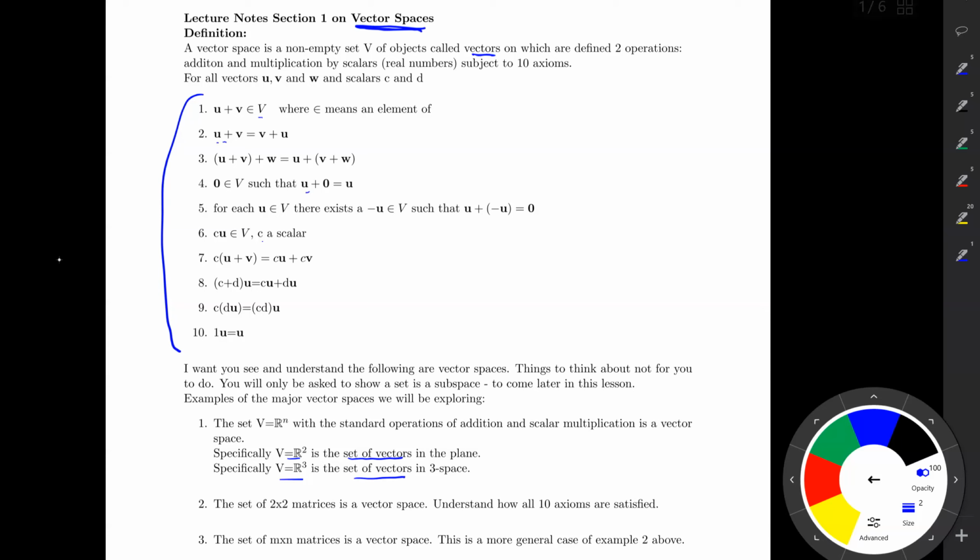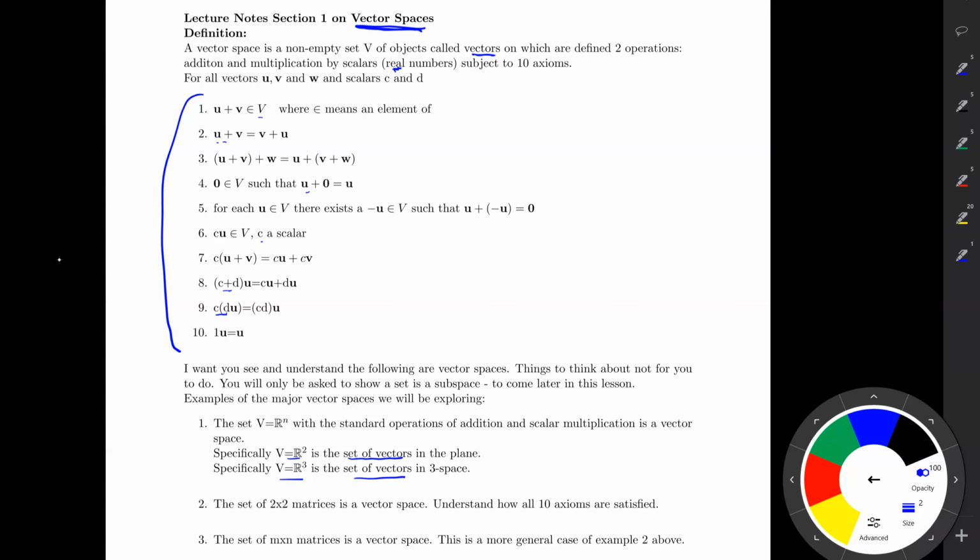A constant, a scalar, and scalars are always real numbers, is in the vector space. I can take c multiplied times u plus v and distribute the c. I can take two scalars added together and then multiply times u, or I can distribute the c and the d. I can have two constants out in front and keep them separate, or I can multiply them together and then multiply them times the u. And if I multiply the number 1 times the vector u, I get u.